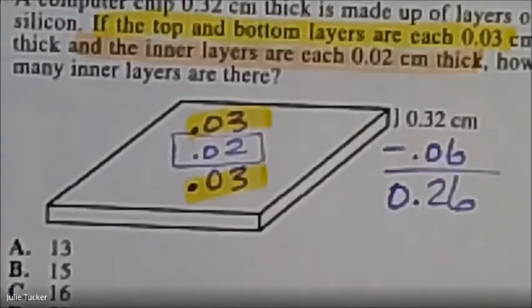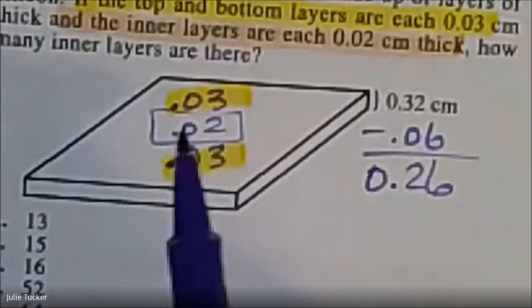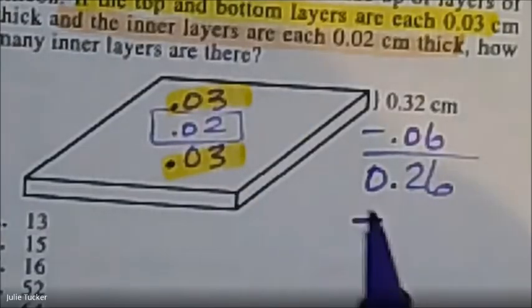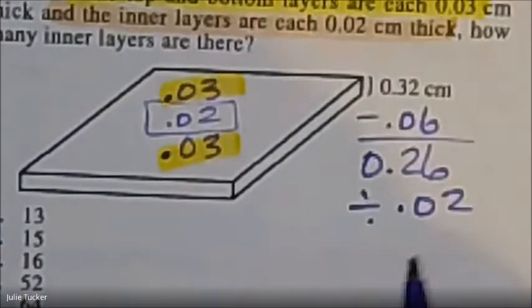We need multiple. So we could do division. Because we want to know how many of these. Divide. Yeah, how many of those fit into that? So we did get to divide by 0.2. So that gives us 13.